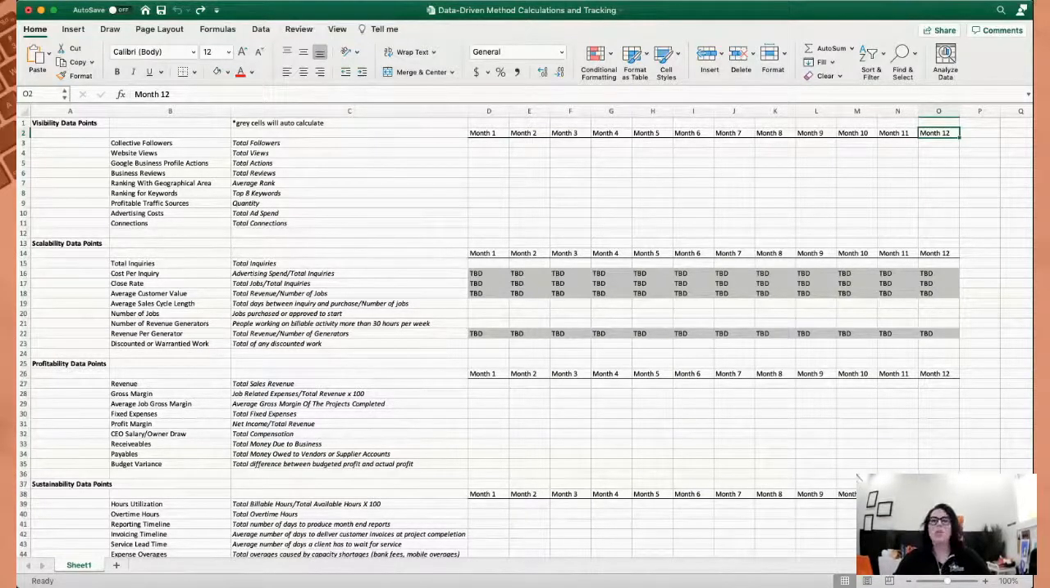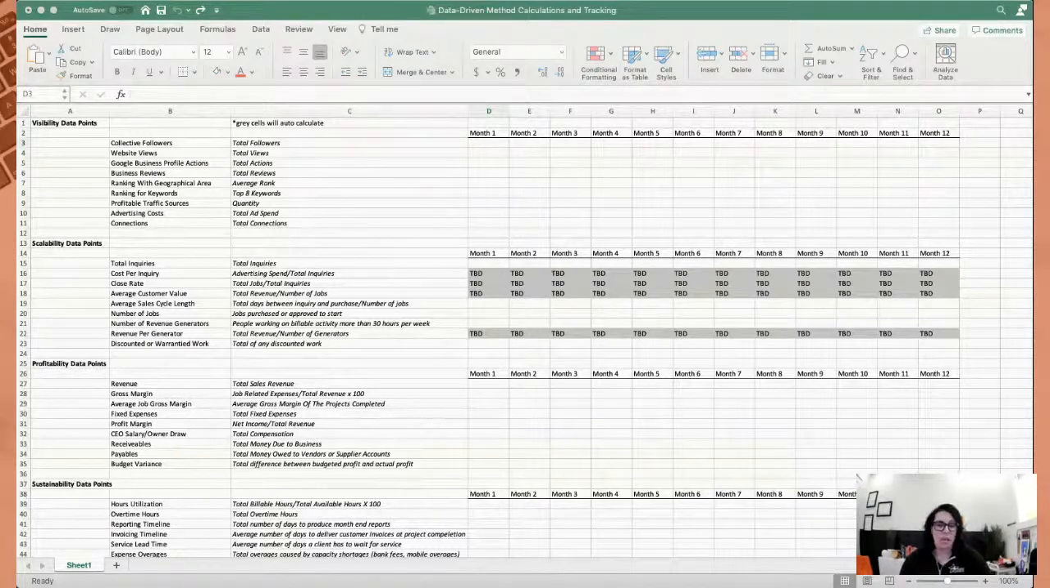So let's dive in. When we're looking at item number 1, collective total followers, this would include things like Instagram, Facebook. If you have a Facebook community, it can include your email list, those who have opted in for some kind of resource, those types of things. What we're looking at is your total population of business network. How many people do you have?